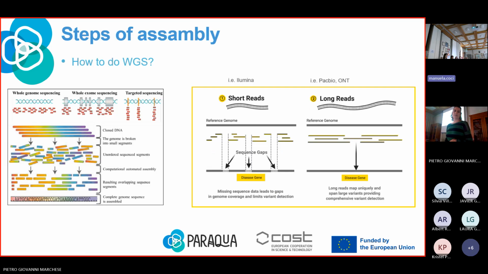And technically there are two different kinds of sequencing that you can do. You can do short read sequencing, that mainly in real life is Illumina sequencing, or long read sequencing that is PacBio or Oxford Nanopore sequencing, so MinION. And the difference is just the length of the pieces that you get out for your assembly.